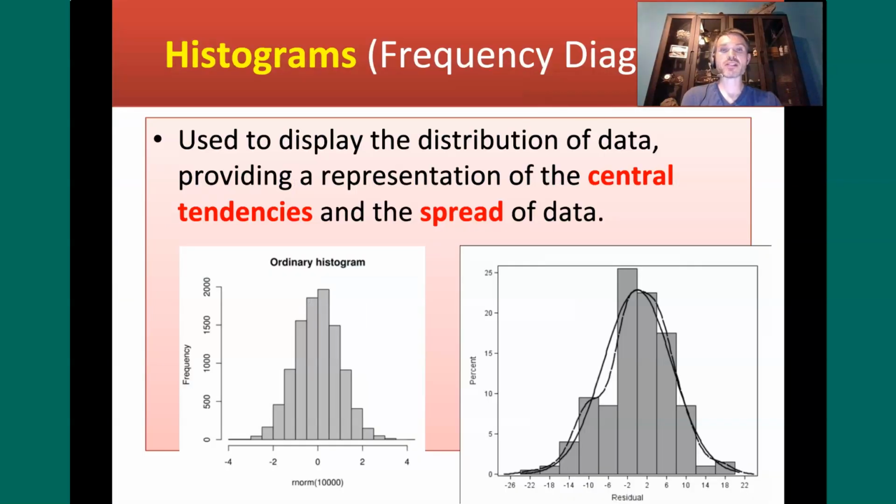Histograms are basically frequency diagrams. These graphs allow us to display the distribution of the data. You can really see a nice spread of the data, where the center there is where the average is. However, you're going to have some data points that are on the tails of the normal curve. And that really shows us the spread of the data from highest to lowest.